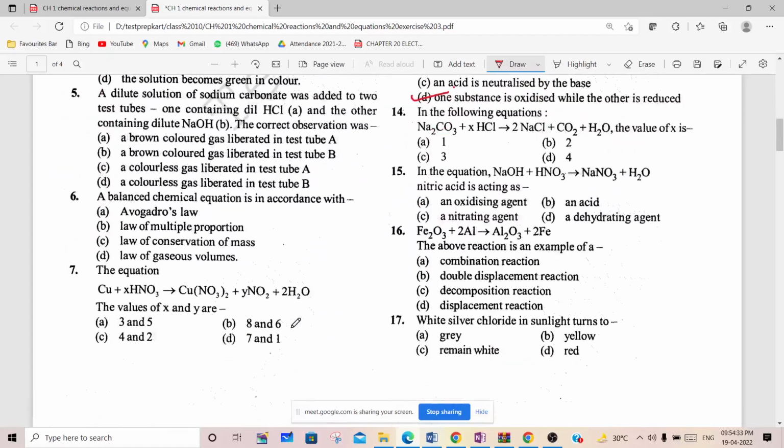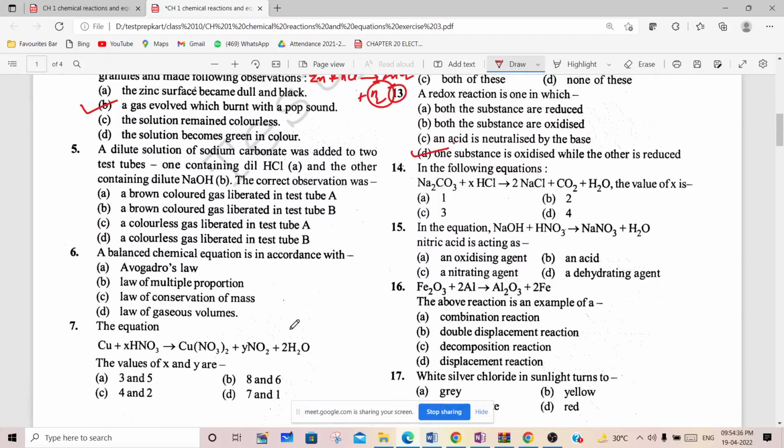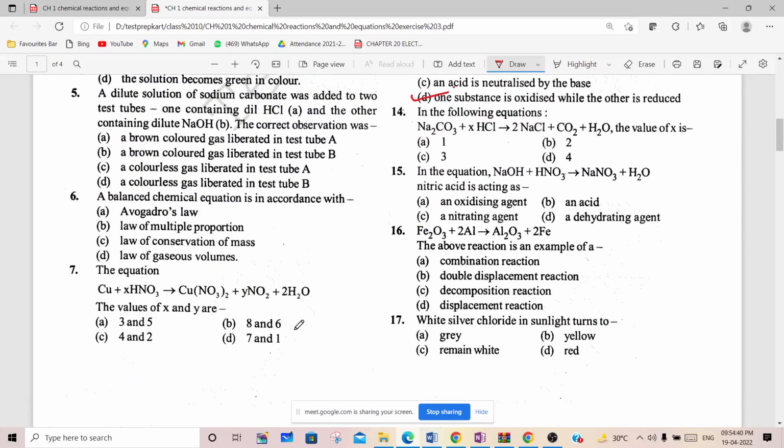Okay, then come to 5th, 6th, and 7th. I'm giving you 2-3 minutes. Work upon 5, 6, 7. Then 14, 15, 16, 17. All of this, I'll discuss all together.